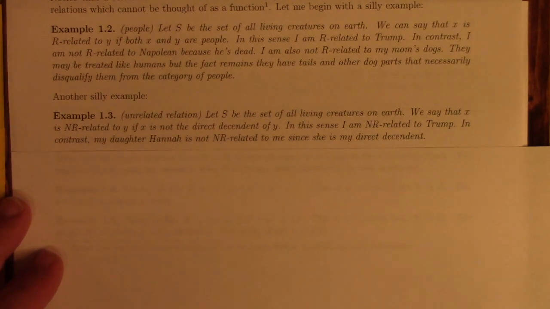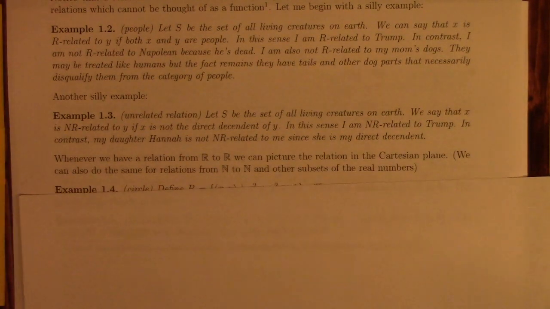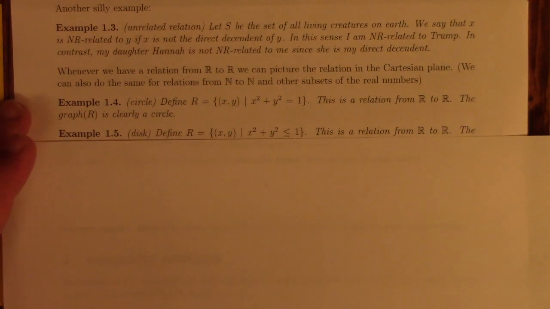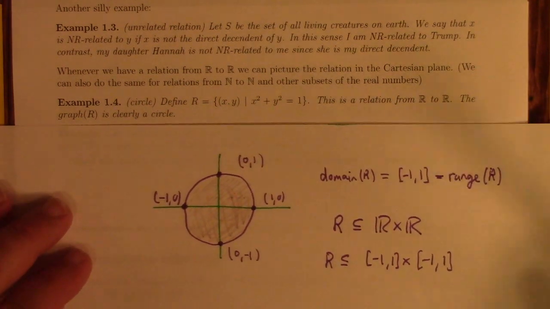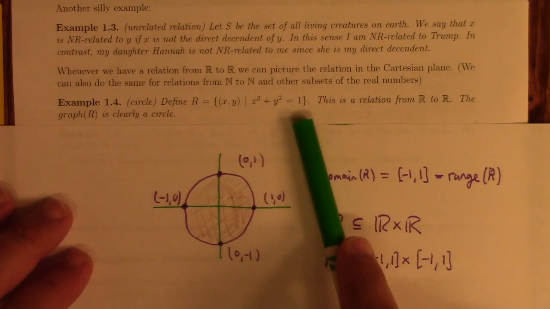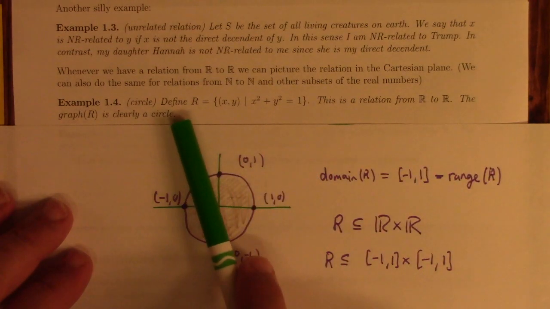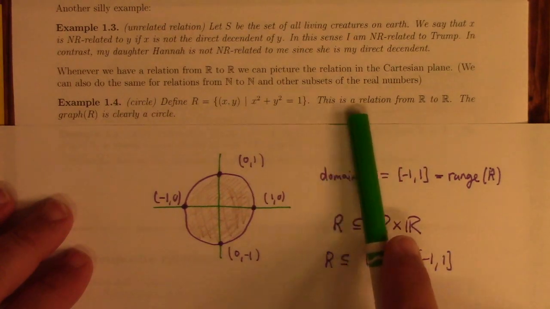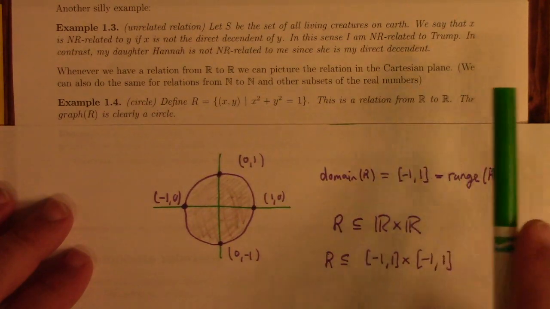We can play these kinds of silly word games, but we can also visualize a relation in terms of its graph by directly graphing the subset of the Cartesian product which forms the relation. For example, the circle: the set of (X, Y) such that X squared plus Y squared equals 1. This is a relation from R to R, right? It's important to say what it's a subset of, otherwise you don't know what the relation is. So I'm declaring here that this is a subset of R cross R.